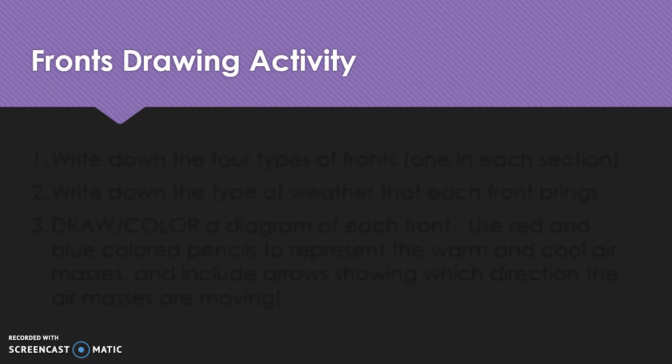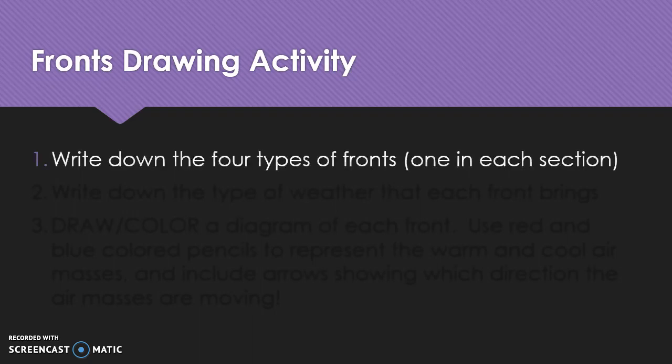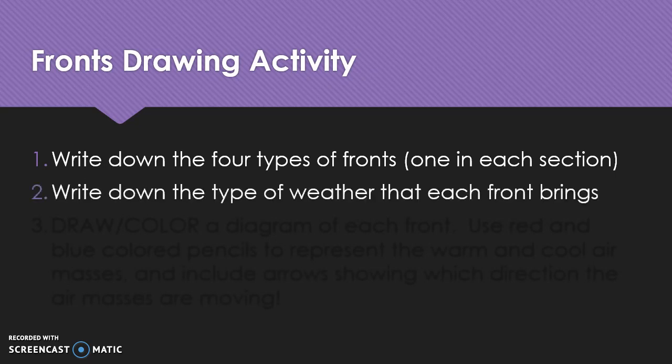So the first thing you'll do, and I kind of paraphrased the directions a little bit, is write down the 4 types of fronts, 1 in each section. Doesn't matter what order, just as long as you have 1 for each. You're going to write down the weather that each one brings, so you can just transfer that from your packet page right on over to this assignment.